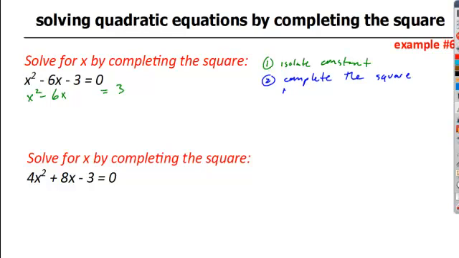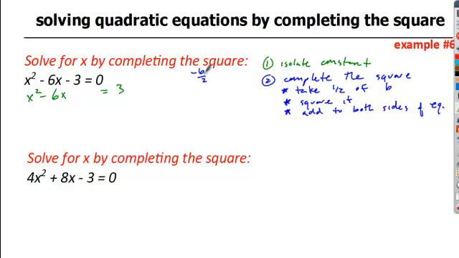Okay? And that process involves first, take 1/2 of your first degree term's coefficient. Okay? I'm going to call that b. b is the coefficient of x, right? The first degree term's coefficient. You're going to take 1/2 of that b value, you're going to square it, and you're going to add it to both sides. Okay, so if we take 1/2 of our b value, which is -6, -6 divided by 2 is -3, and we're going to add that to both sides. So we're going to take 1/2 of -6 squared and add it to both sides.